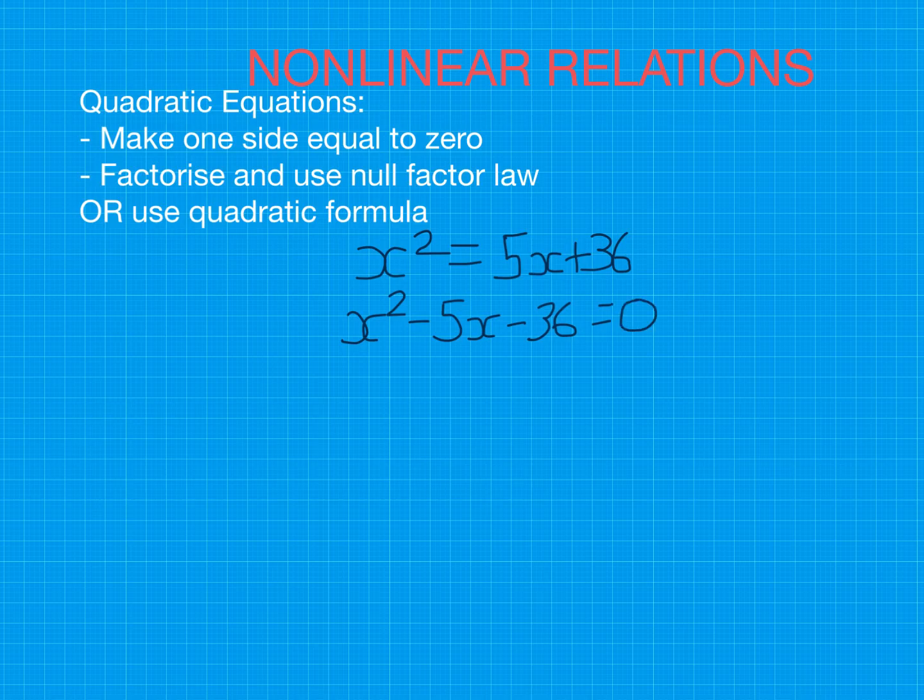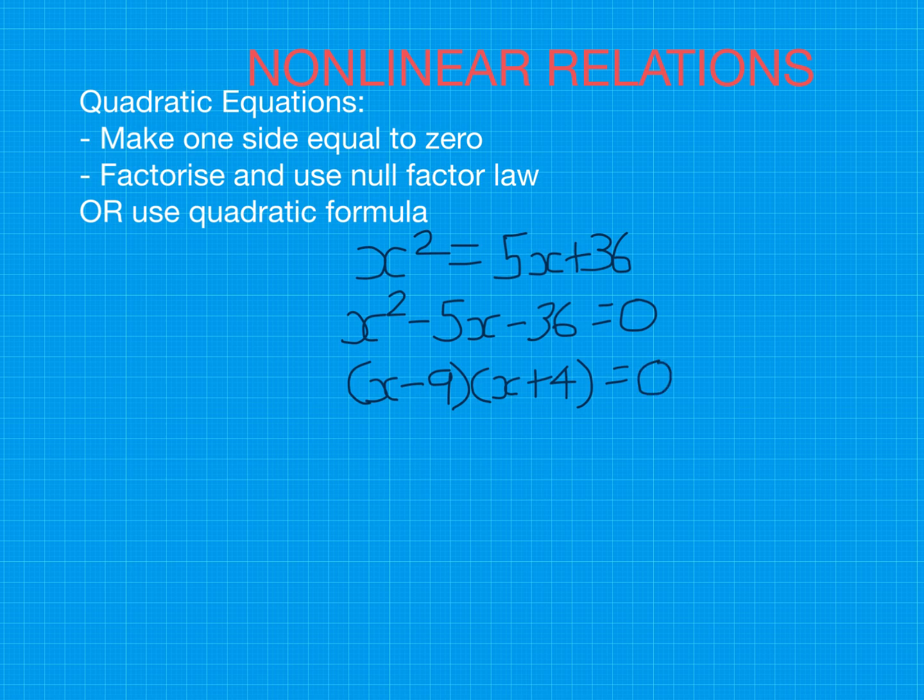This is a trinomial: 1, 2, 3 terms. It's monic. The coefficient there is 1. So what we need to do is find two numbers that multiply to this number and add to this number. So those numbers go in the brackets. Those numbers are -9 and +4. -9 times +4 is -36. -9 plus 4 is -5.